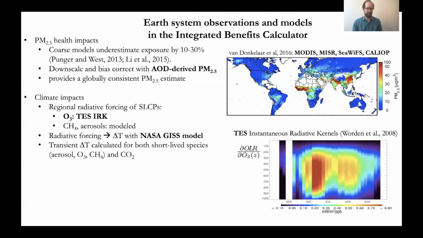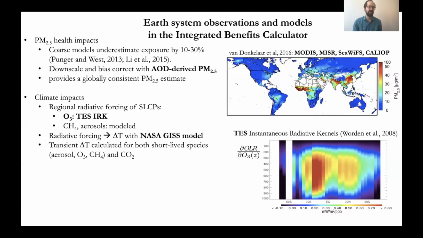Another component of the IBC is estimating the climate impacts of these short-lived climate pollutant emissions. One of the mechanisms for changing climate is the impact of ozone on outgoing long-wave radiation. This is actually a product that is measured by the TES satellite instrument. So we use these satellite observations of the sensitivity of outgoing long-wave radiation to ozone. Then we propagate that information through a source apportionment calculation to the contributions from ozone precursor emissions, NOx, CO, and VOCs.